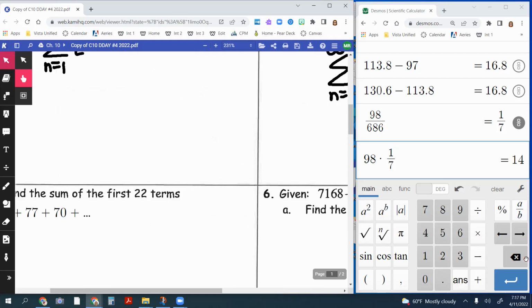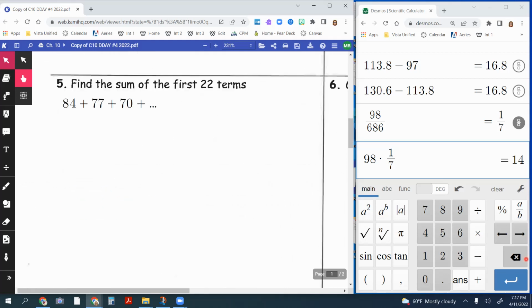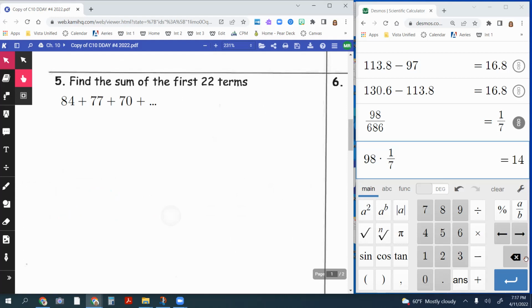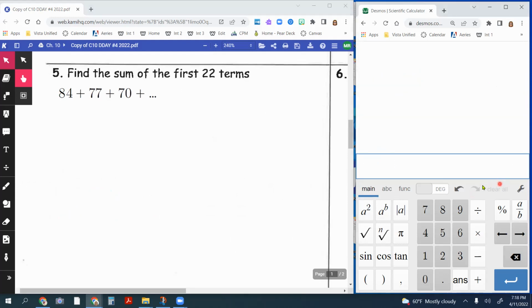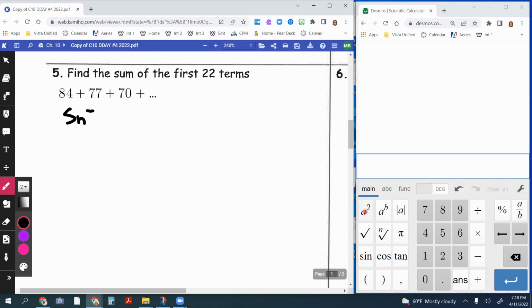On number 5. So on this one, we want to sum the first 22 terms. Looking at this, looks like I'm subtracting 7 each time. So this is going to be arithmetic. And so for the arithmetic sum, I need n, how many terms we're adding, my first term, my last term, all divided by 2. So n is going to be 22.